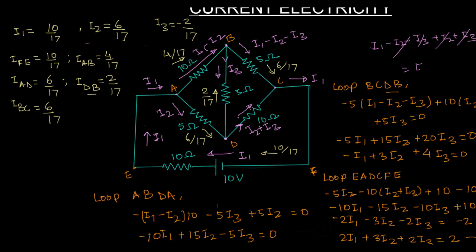So this is the last branch that I am left with. I2 plus I3, so that is 4 by 17. This is 4 by 17. So IDC is equal to 4 upon 17. All the branches covered? Yes. All marked? Yes. So you have solved the circuit.